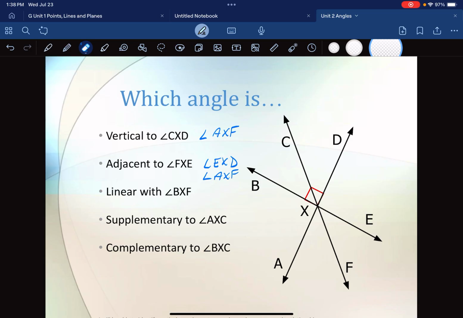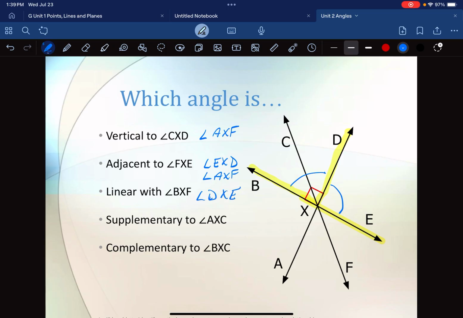Okay. Linear with BXD. So here's BXD. So all we have to do is extend one of those two past X. So either extend BX out towards E or DX out towards A. So I'll do BX out here towards E. So they named BXD. So the partner, supplementary for that, or linear pair with that, is DXE. So they named this one, I'm going to name its next door neighbor that makes the straight line, and that's angle DXE.